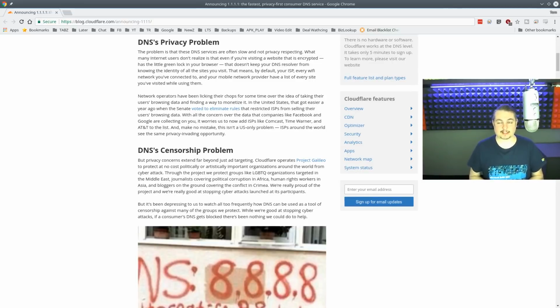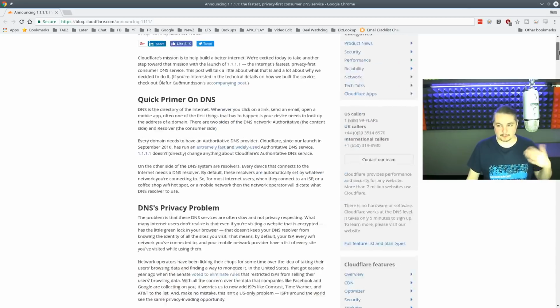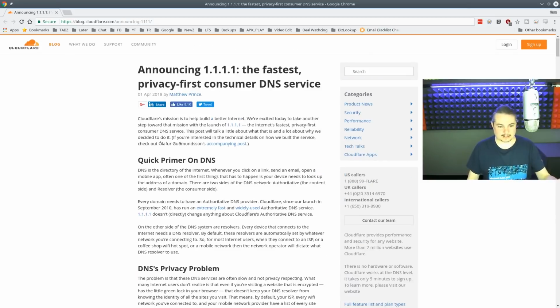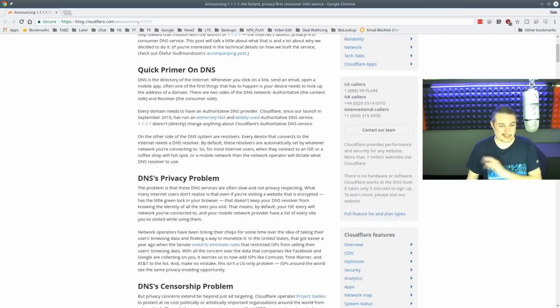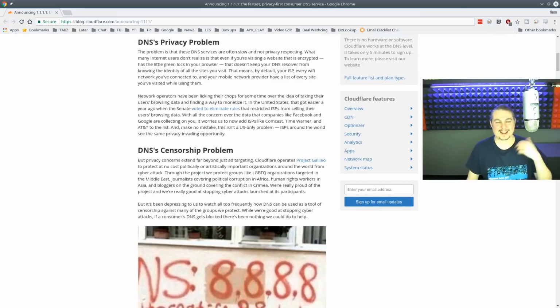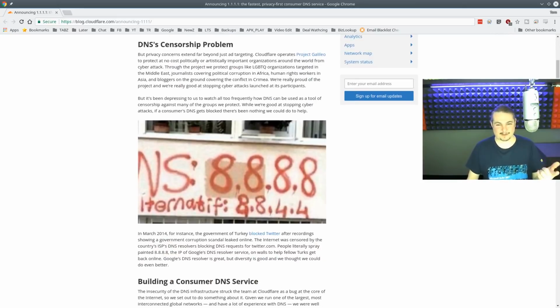It wasn't a feature. It's not that it was designed to spy on you. It is easily used to spy on you because it just was not designed with privacy in mind. Good distinction there. It's not like it was designed as a spying device, but it turns out it's a really easy one to use as a spying device. DNS censorship, definitely a real problem.